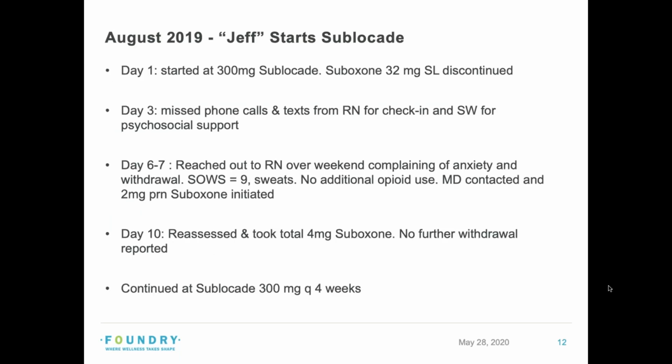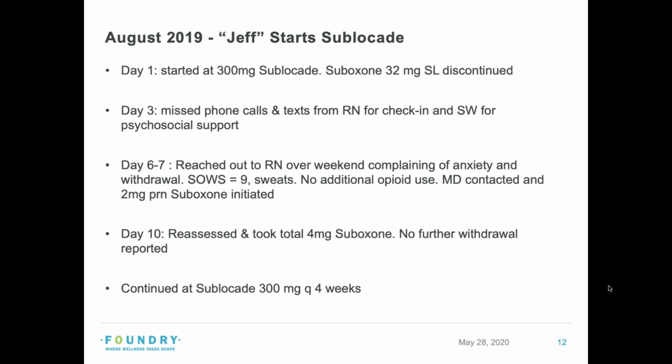Next slide. When Jeff started on Sublocade, the first thing we did was, the day before he had the first dose, he discontinued his Suboxone. Then he came in and got the first dose of Sublocade 300 milligrams. A couple of days later, our team RN started to call him to reach out and see how he was doing, but he was difficult to reach and didn't return their calls or texts.